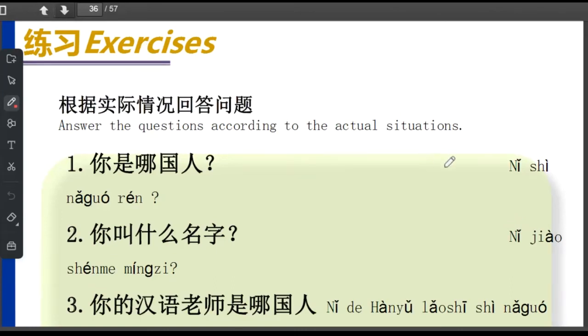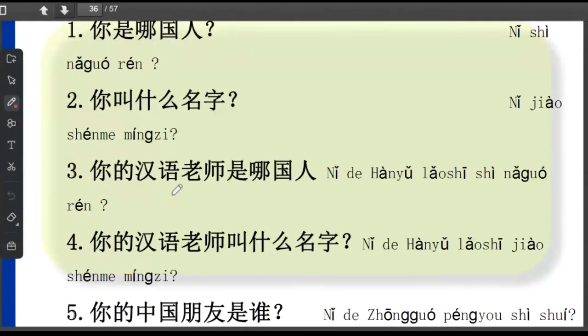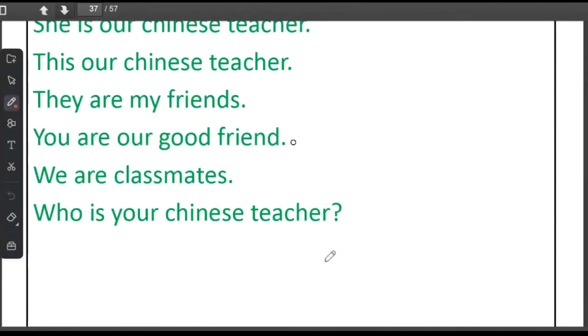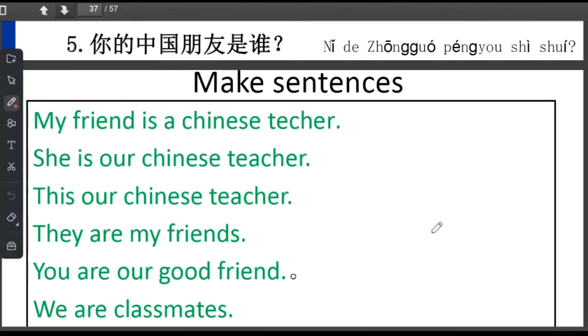Now, this is the exercise in our book. I will ask you these questions, okay? 你是哪国人? 我是中国人。你叫什么名字? 我叫吴小梅。你的汉语老师是哪国人? 我的汉语老师是中国人。你的汉语老师叫什么名字? 我的汉语老师叫吴小梅。你的中国朋友是谁? 我的中国朋友是李月。Now this part is for you to make sentences.